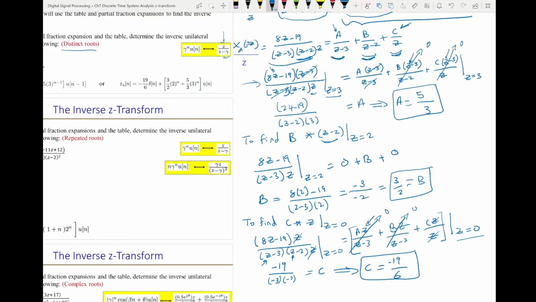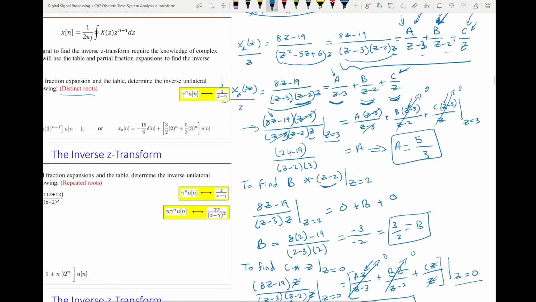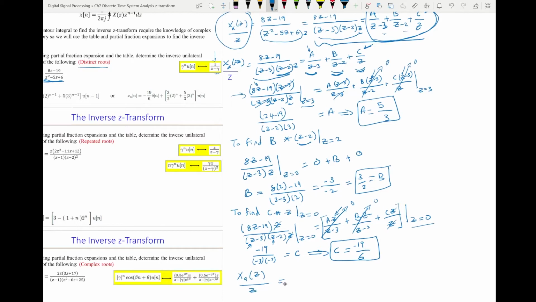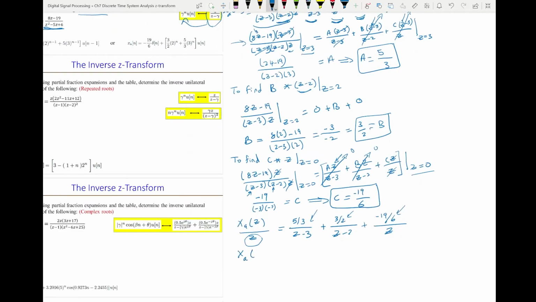So now let's rewrite our equation, which is this, equal these terms. So let's rewrite it down here. A, we found it to be 5 over 3, plus B, plus C. Now I can bring these up here and here and here, and I got exactly this form that exists on the table. So the inverse of this then will be this one. So x of a z equal, plus.